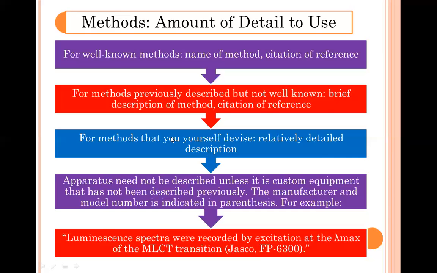Fine. And if at all you are making use of any apparatus, instruments, or tools for research purposes, then you need to mention, maybe in circular brackets, the brand or make of that particular machine. For example, I am using one Amax MLCD transition, which was manufactured by Jasco company. The machine model is FB6300. That kind of information also needs to be given in the case of methods.